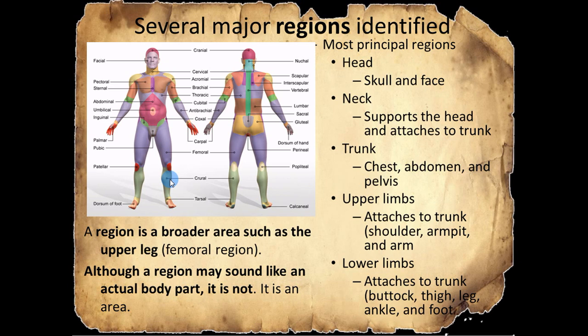When we talk about the regions, we mean the areas. For instance, a leg is not a region. The leg is the anatomical structure. The upper leg region is actually what we refer to as the femoral region. So technically the leg region is down here between the knee and the ankle, whereas the femoral region up here is between the waist and the knee.